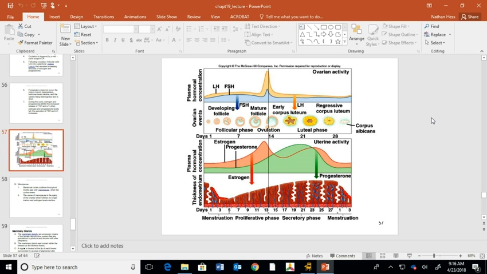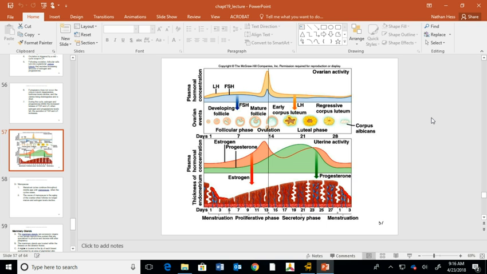You have two large spikes of hormones that occur right about day 14. You have a spike of luteinizing hormone and a spike of follicle-stimulating hormone. What happens on day 14? Do you know? Ovulation. What is ovulation? The egg is released. The ovum, the egg, is ovulated. Makes sense, right? It's released.